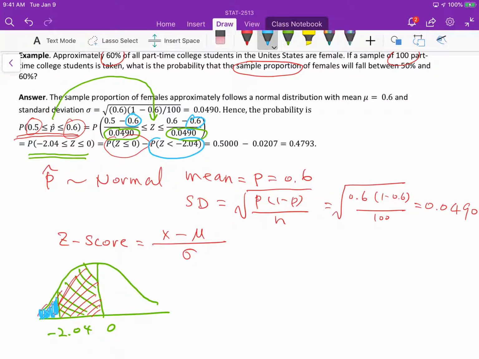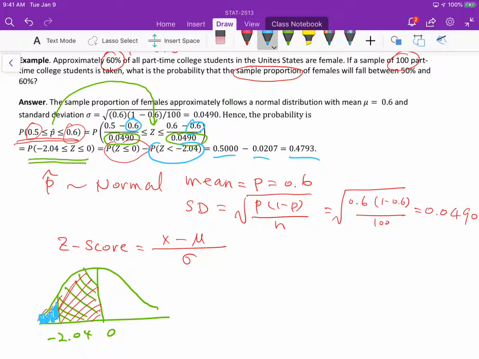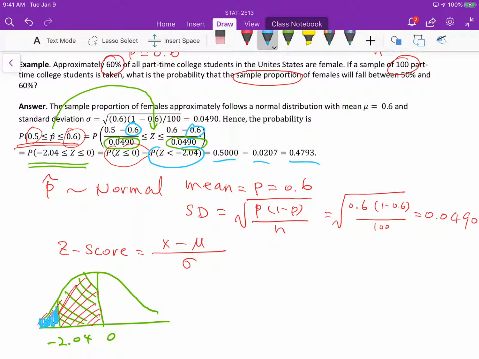Then we find the probability of these two parts. To find the probability, we can either use a normal table or use Excel. Then you will get these two probabilities separately. Then we calculate the difference, and we will get the answer. So the probability we want is 0.4793. With this probability, the sample proportion of females falls between 50% and 60%.